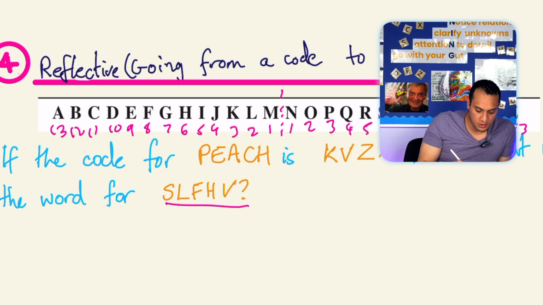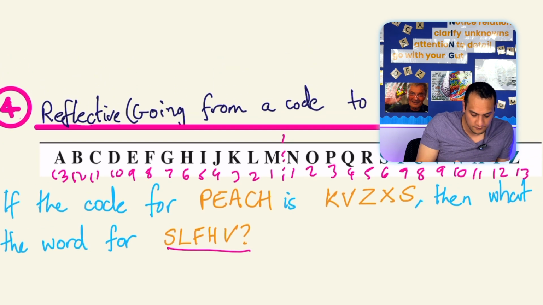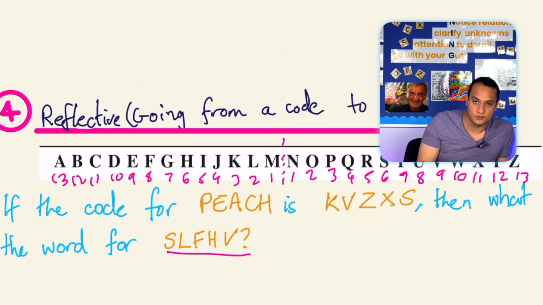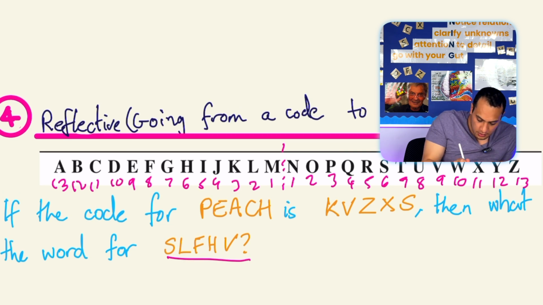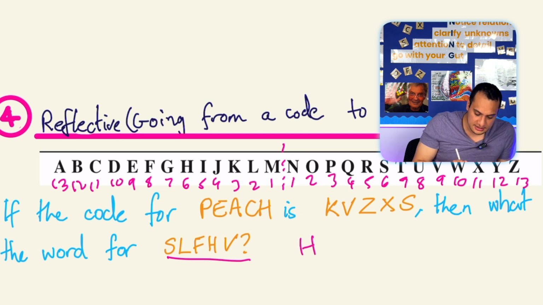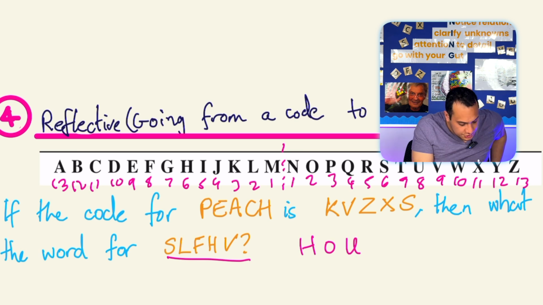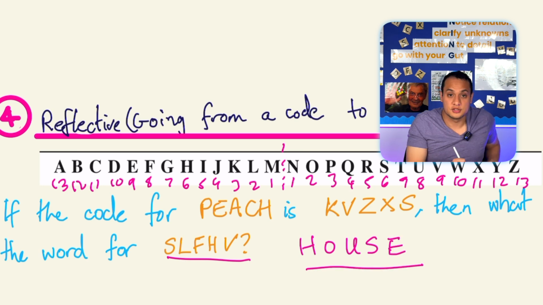For this one, we need to find the word for S, L, F, H, V. So the word for the code. So in this case, we've got our S in our 6th position. So if we look over to the other side, we've got H. L is in the 2nd position, and that corresponds to our O. F is in our 8th position, and that corresponds to a U. H is in the 6th position, and that corresponds to the S. And then V is in the 9th position, which corresponds to the E, and we get house.